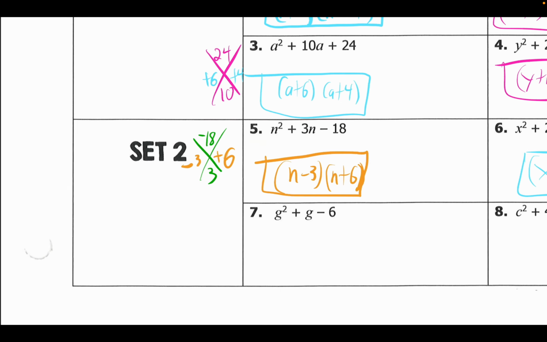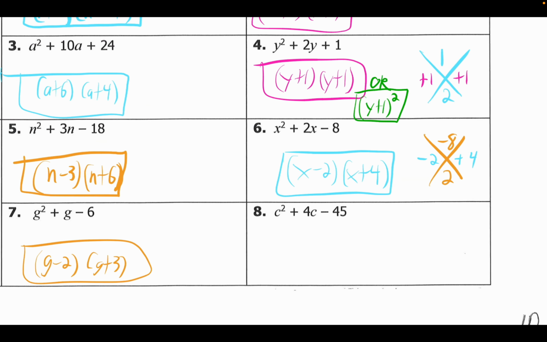Moving on to number 7 here, we make the x again. Negative 6 on the top and positive 1 on the bottom. Fill out the sides, and we'll have a negative 2 and a positive 3 doing the trick. We'll have g minus 2 as one factor, and g plus 3 is the other.